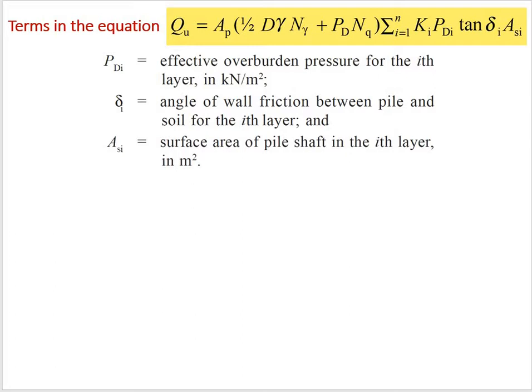Then the delta, angle of wall friction between the pile and the soil, it is the phi itself. Alpha is taken as phi. That also I will explain how you have to take that. Sorry, it is not alpha, it is delta. How delta is taken. Then Asi is the surface area of the pile for the ith layer, obviously, if you are dealing with multi-layer soil.